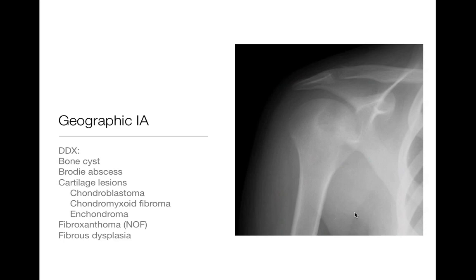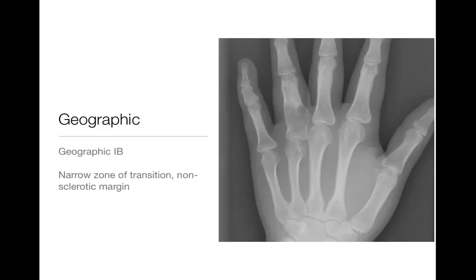We're going to think about benign things. Next step up are geographic 1B lesions. Geographic 1B lesions are going to be the same thing as 1A lesions, except they're not going to have a sclerotic margin. As we said, the sclerotic margin basically means that the bone is having time to remodel around it. It's a very slow-growing tumor.